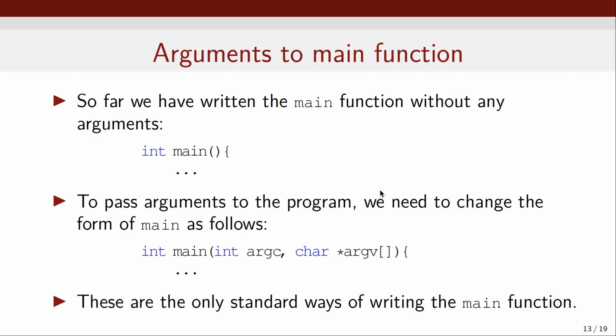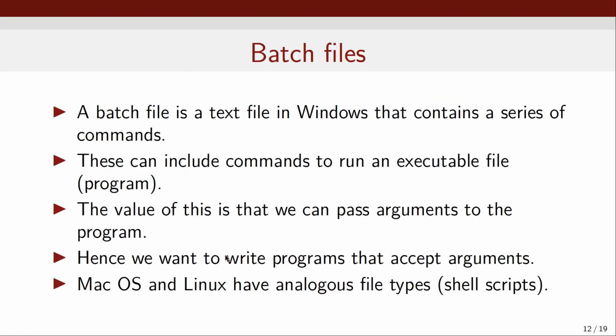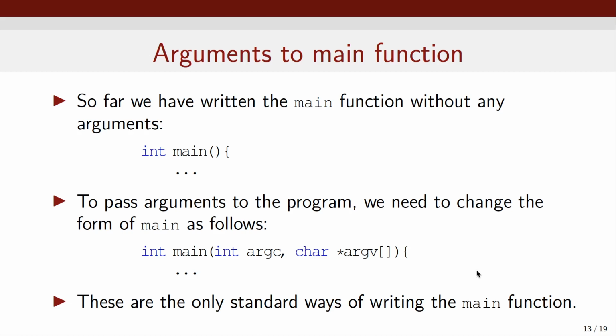Okay, so we talked about how we want to write programs that accept arguments. So how do we do that? Well, so far we have written the main function without any arguments. So the argument list here is empty. These parentheses here are empty. To pass arguments to the program, we need to change the form of the main function as follows. So it would look like this.